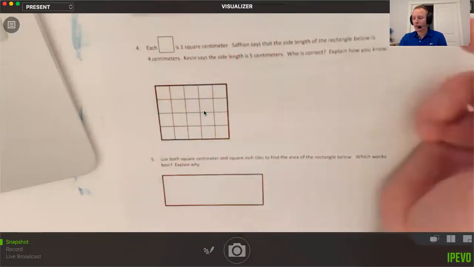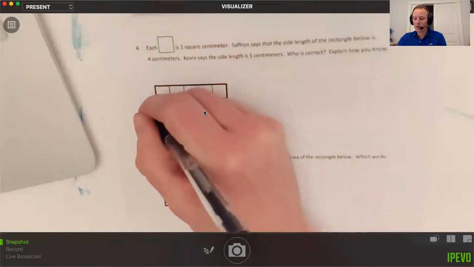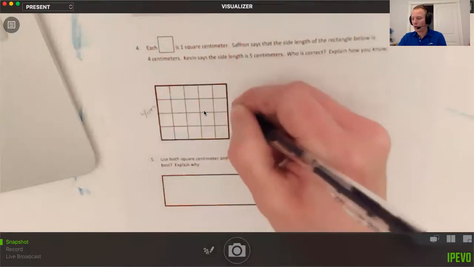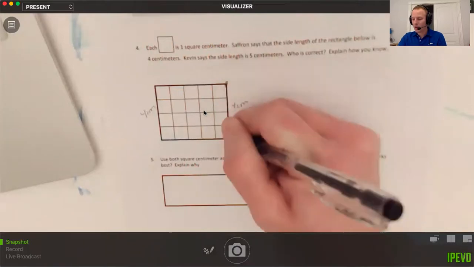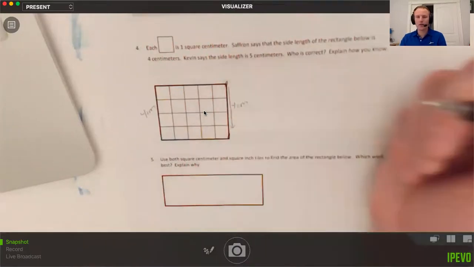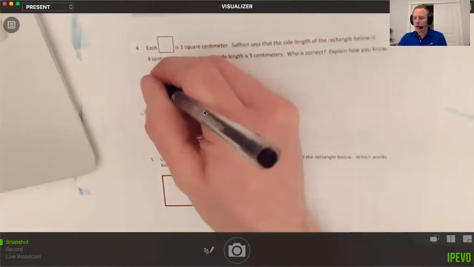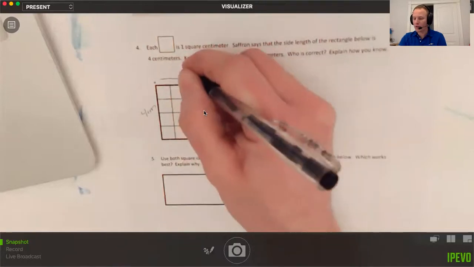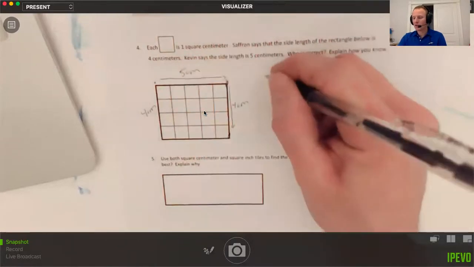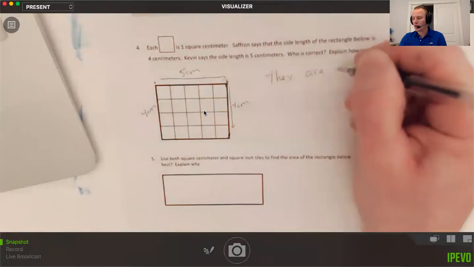So if you look here on the left or all the way on the right, it is 4 centimeters, right? The side length from there down to there is 4 centimeters. But if you look at the top and go from the left to the right, it's 5 centimeters. So essentially they are both correct.